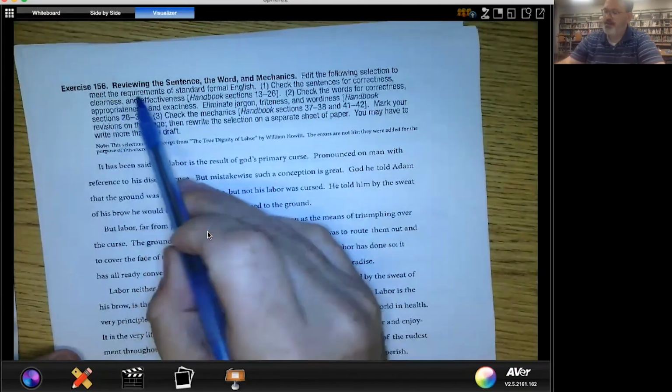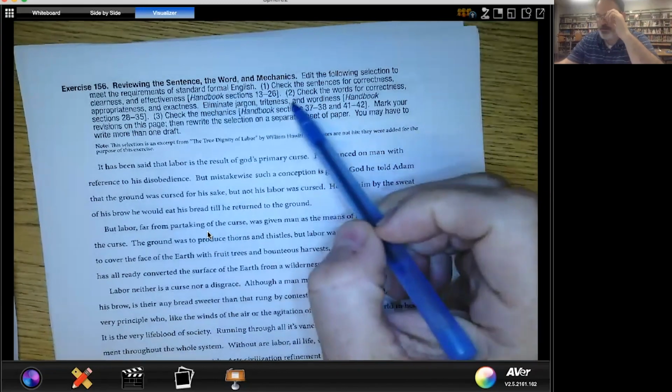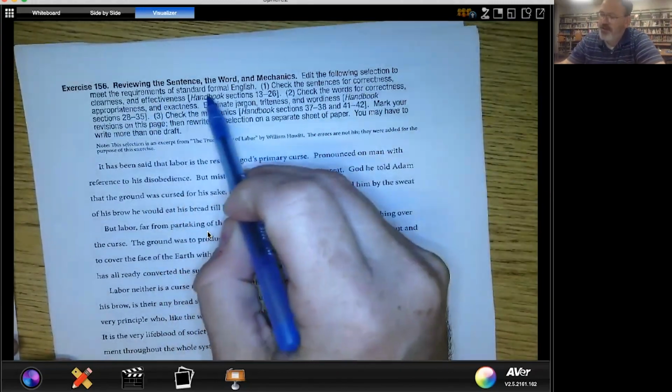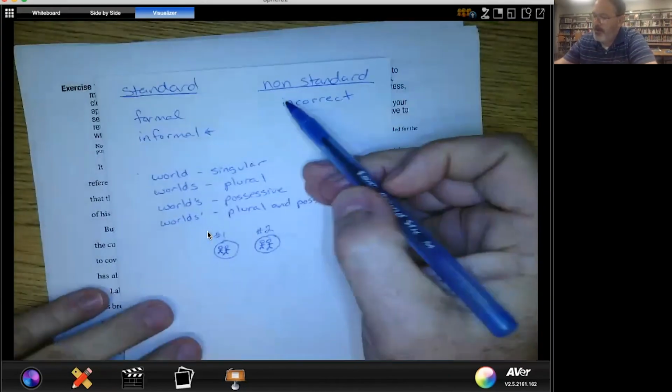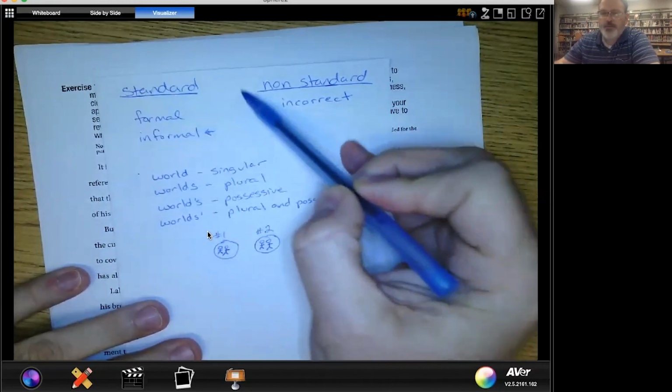Exercise 156, page 88. Reviewing the sentence, the word, and mechanics. Edit the following selection to meet the requirements of standard formal English. Now, if you'll recall from our prior notes, standard English, these are all correct forms of English.